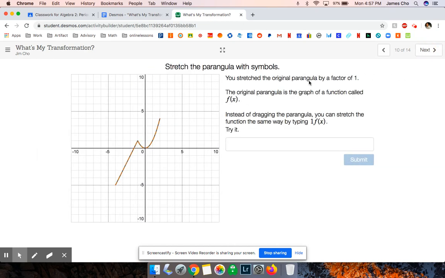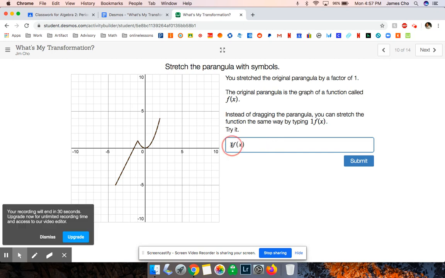All right, so this is called a parabola. Don't worry about that term. It looks like a hook, kind of, right? Now, the original parabola is the graph of a function called f of x. Instead of dragging the parabola, you can stretch the function by typing 1 in front of the f of x. So we are going to play with this a little bit by putting a number in front of the f of x. For example, 2, 3, 4, or 5.